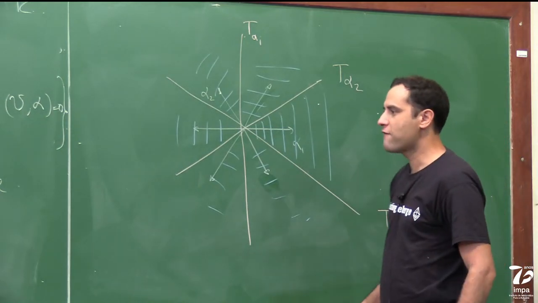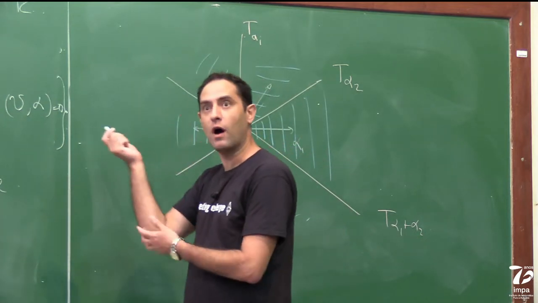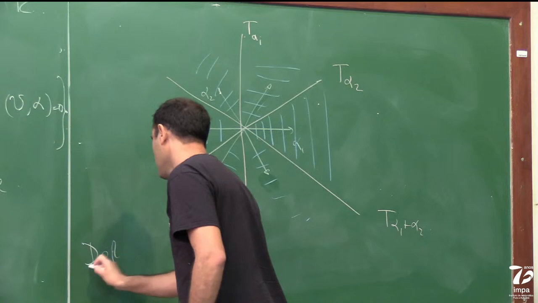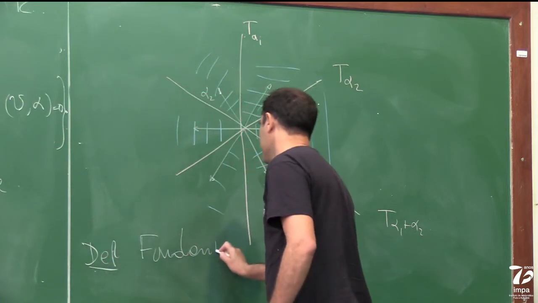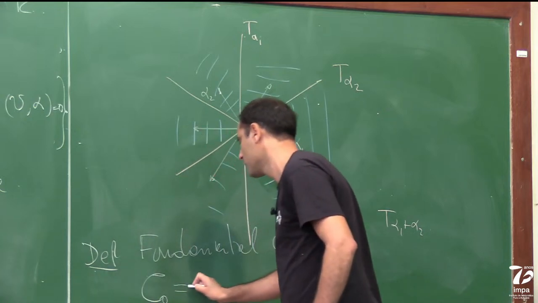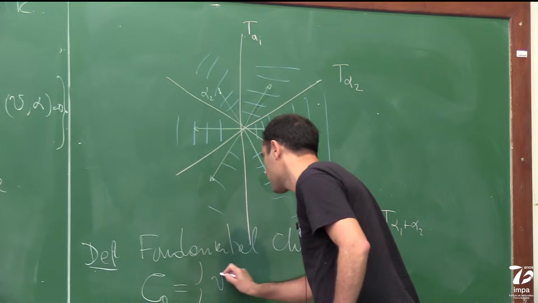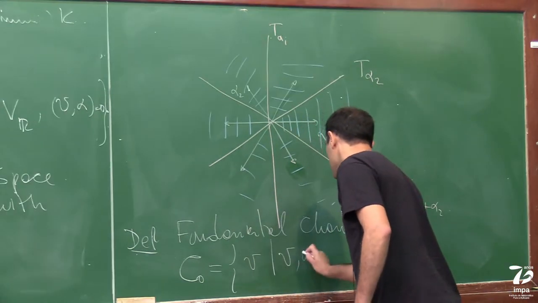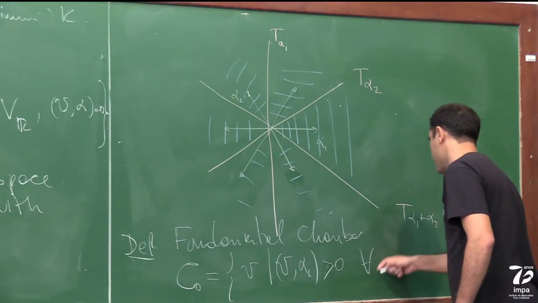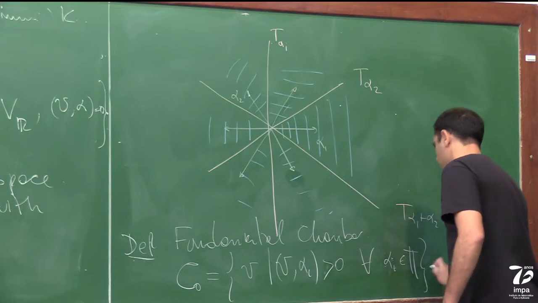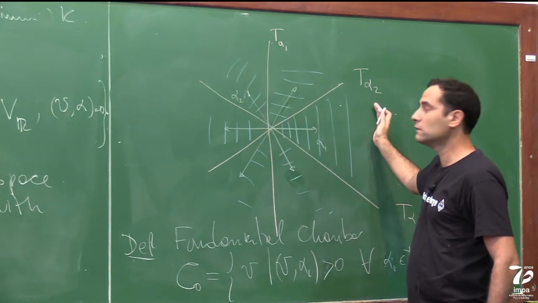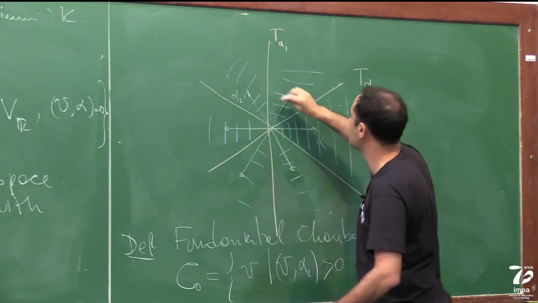OK, so I'll define the fundamental chamber, and this will depend on the notion of F, or the simple root system. So definition: the fundamental chamber C_0 is defined to be the collection of vectors v in V such that the inner product of v with alpha_i is bigger than 0 for every alpha_i in pi. So in this case, these are the things that are on the left of alpha 1 and for alpha 2 on this upper side. So this is the fundamental chamber.